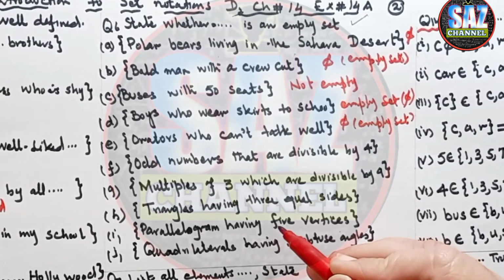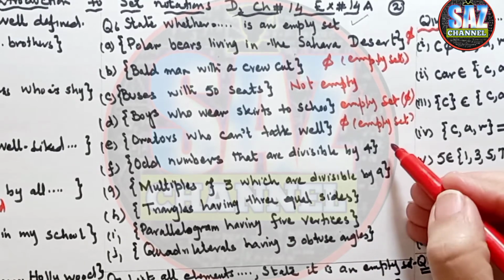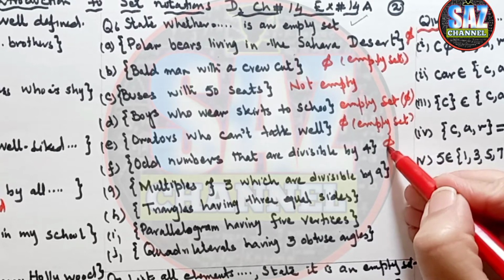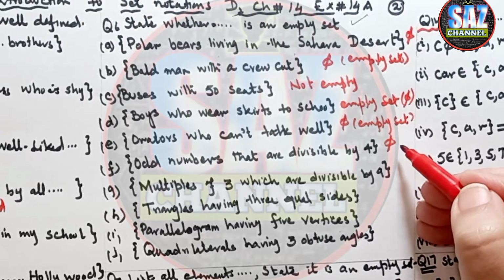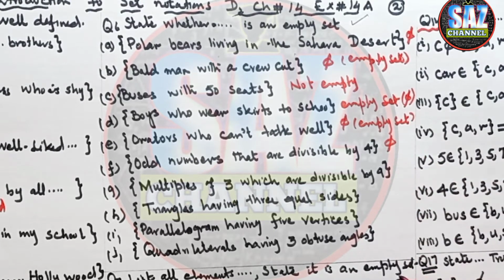The next one is odd numbers which are divisible by 4. There is no odd number which can be divisible by 4, so this is again an empty set. You can either use a word or a symbol. Then the next one is multiples of 3 which are divisible by 9. Let me think, is there any multiple of 3 which is divisible by 9 as well?